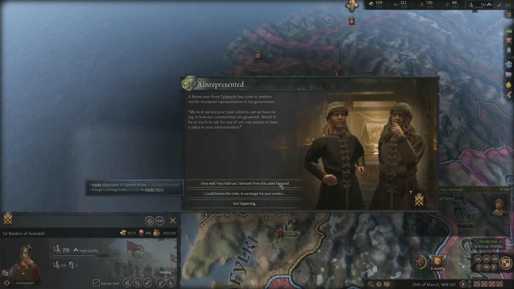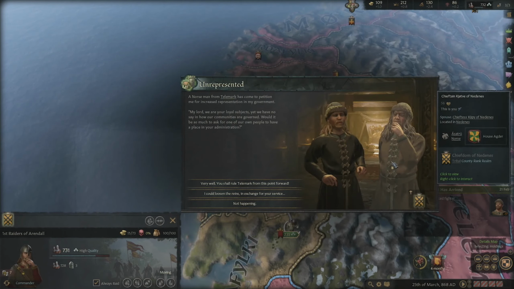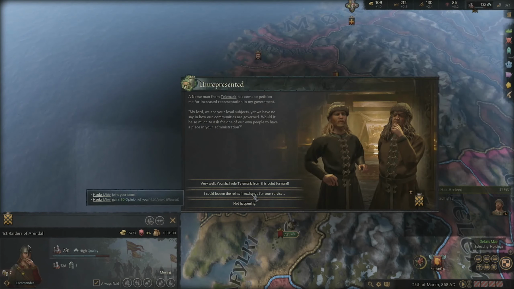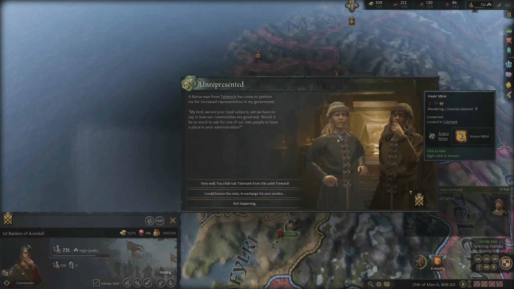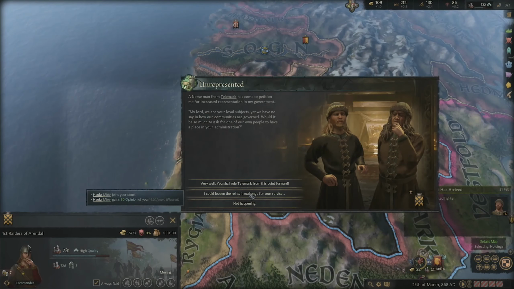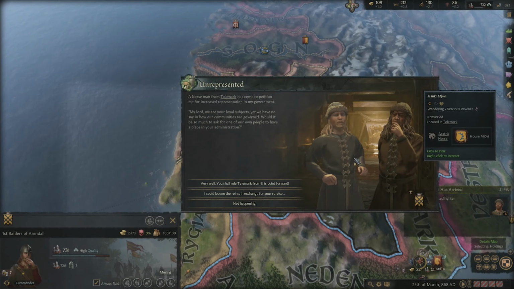We can tell them, very well, you will rule Telemark from this point forward, and he will like us, and we will get a hook on him. I don't really want you to rule. I don't know what you want. If you just want to rule, you would become independent. I can't do that. I could loosen the reins in exchange for your service. He will join our court and become fond of us.